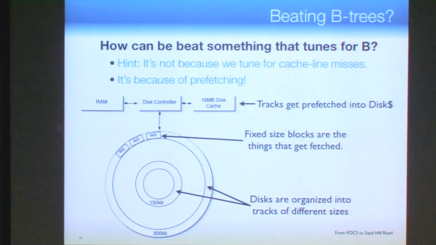The hint is not because you are minimizing the cache line misses. That was not any part of beating the B trees. And the answer is it's because of prefetching.